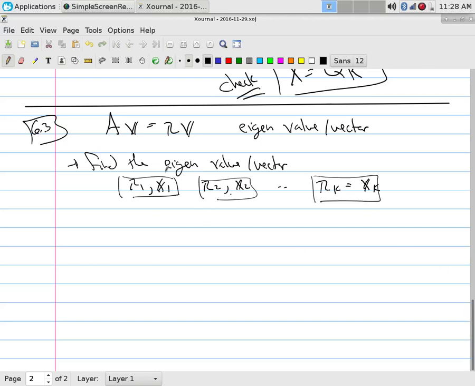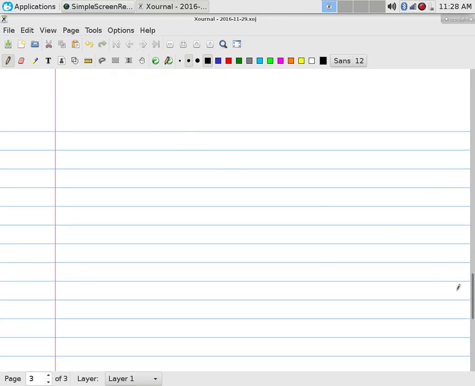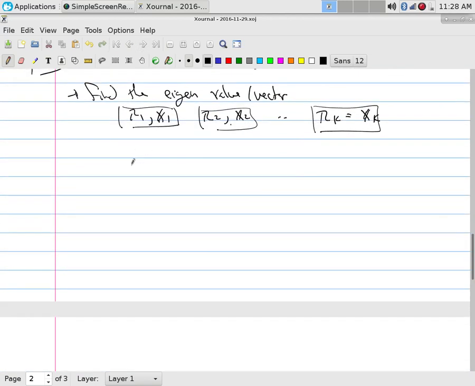And what they all mean, if I would write it in terms of an equality, each of these means that A times x1 spits out lambda 1 x1. And A times x2 spits out lambda 2 x2. And A times xk spits out lambda k xk. Now I have these k equations.